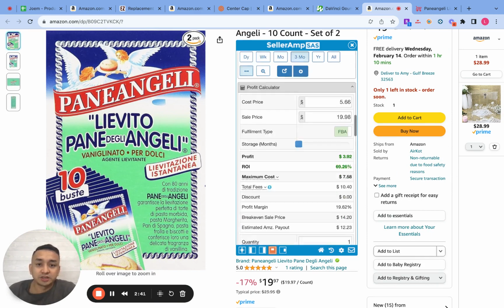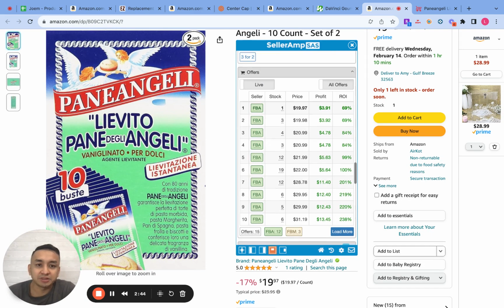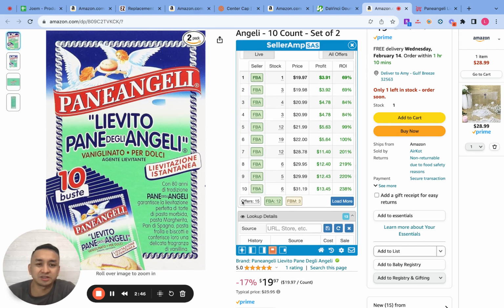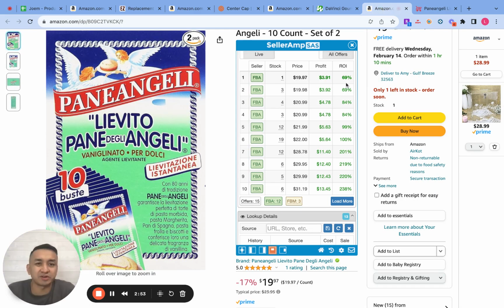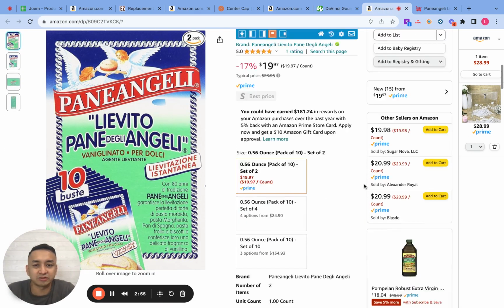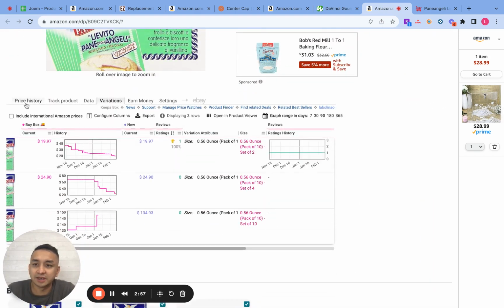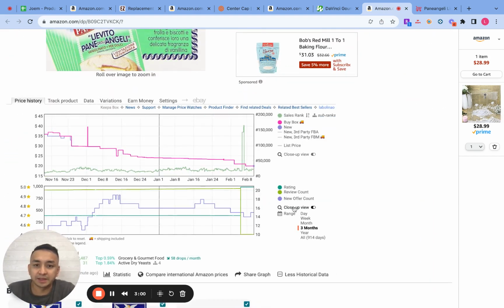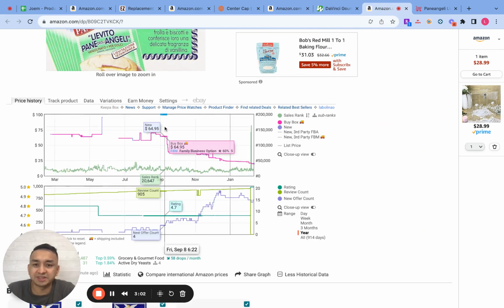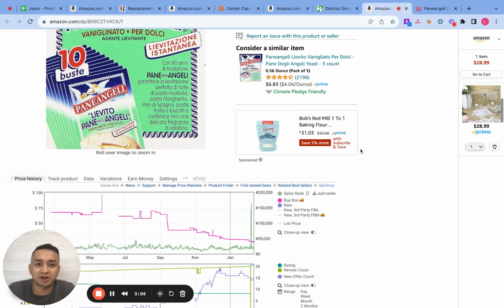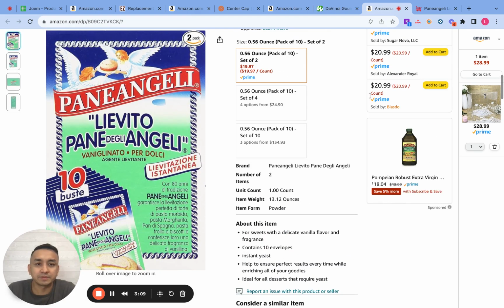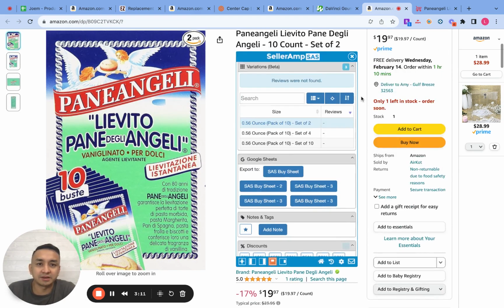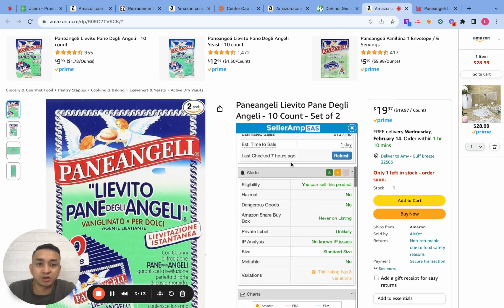I think this one is good, but I would just avoid it maybe because of the number of sellers, like too many sellers. Also, the ROI is on the high side, which makes me a little suspicious about this product. So I would just stay away from this one to be safe because the ROI is really high. Other than that, that's it for this product.